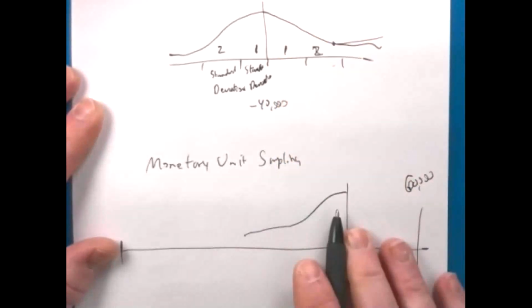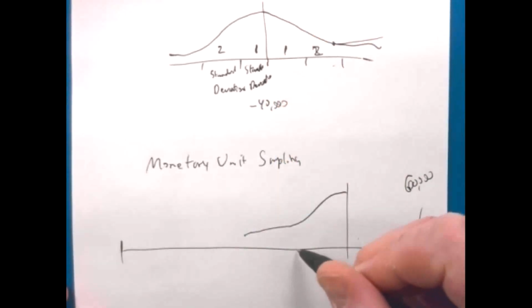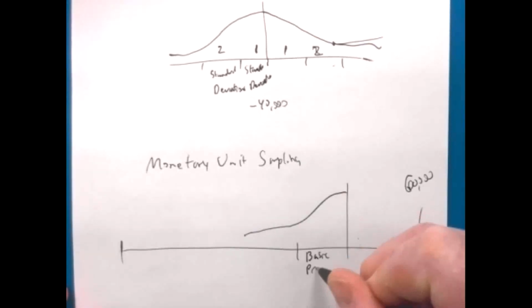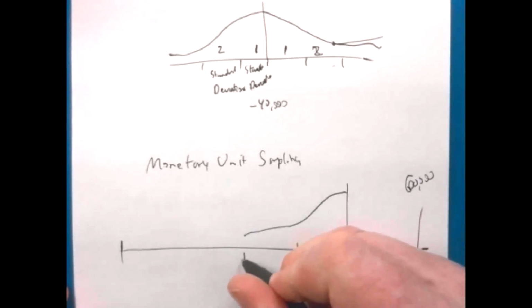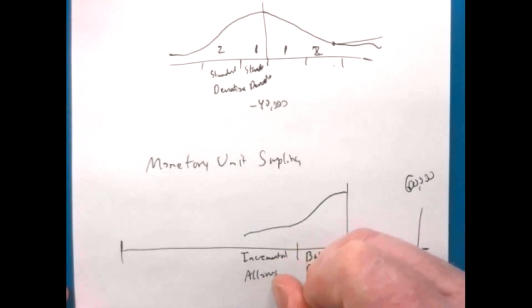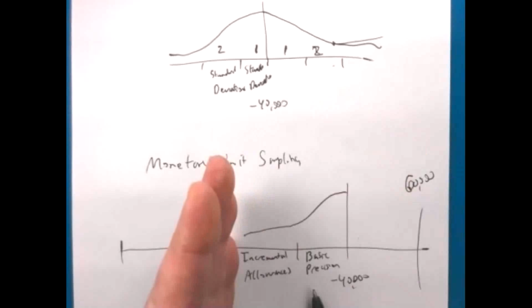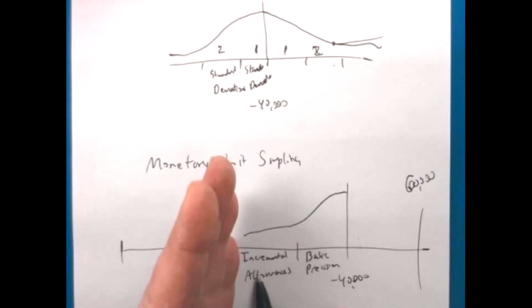In this, we do have two other things, though. One is the basic precision, which I'll talk about, and two, we have the incremental allowances. Those take the place of standard deviations up here. So if we say how bad could things get, it's the 40,000. There's also a basic precision we're going to discuss in a second, and then incremental allowances.